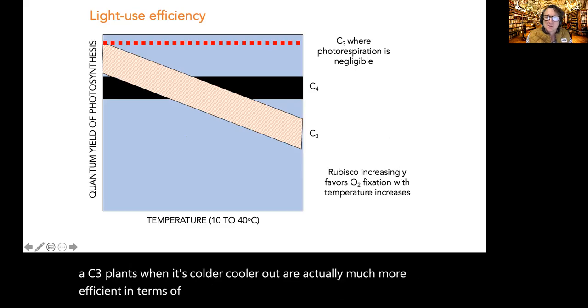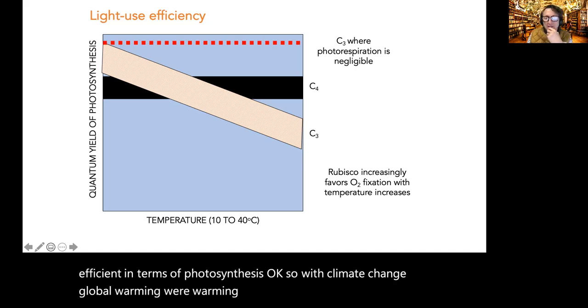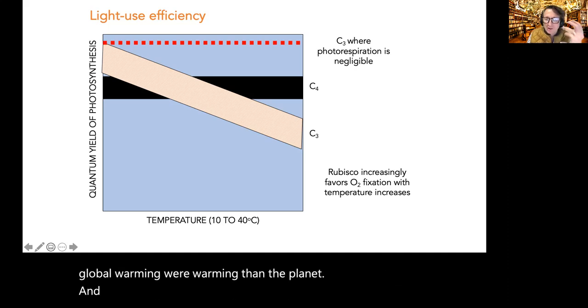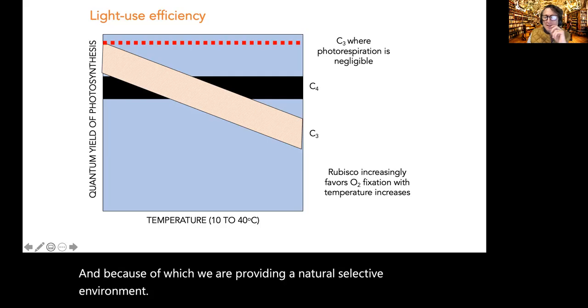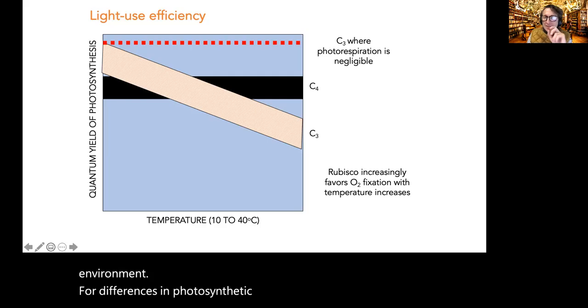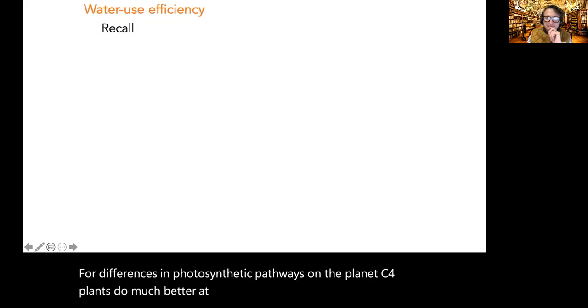Okay. So with climate change, global warming, we're warming the planet. And because of which we are providing a natural selective environment for differences in photosynthetic pathways on the planet. C4 plants do much better at higher temperatures.